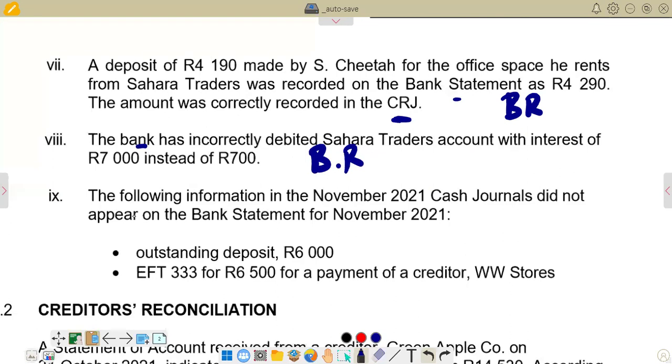For the last one, the following information on the cash book did not appear on the bank statement. See, this is an error again on the bank statement. We've got some outstanding amounts that are not entered on the bank statement, so we need to update that bank statement. So this also is going to affect our bank reconciliation. So it means we have finished what is affecting our bank account.